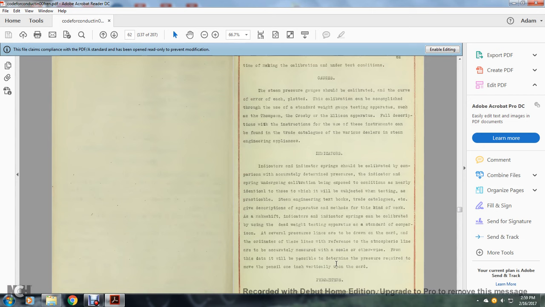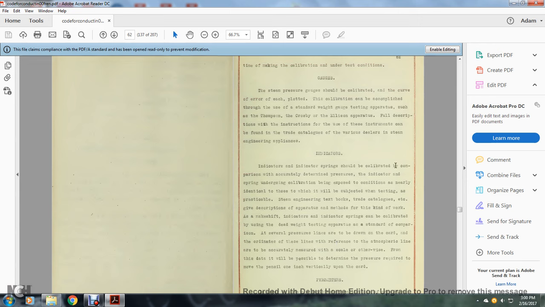Gauges. The steam pressure gauge should be calibrated, with the curve of the error plotted. Each calibration can be accomplished thoroughly with a standard weight gauge testing apparatus, such as the Thomas, Crosby, or Ellison apparatus. A full description of the instructions for the use of these instruments can be found in the trade catalogs of the various dealers in steam engineering appliances.